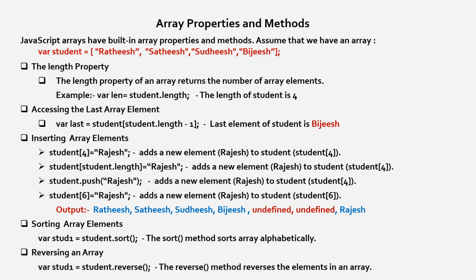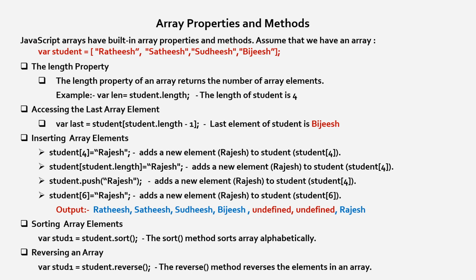Another possibility is, as I discussed earlier, using student.length. That is also fine. That is also 4 only. Clear now? Using length gives the same result for adding Rajesh. Another possible way is using push: student.push Rajesh, which again adds the element. This is the proper method of inserting elements: push.